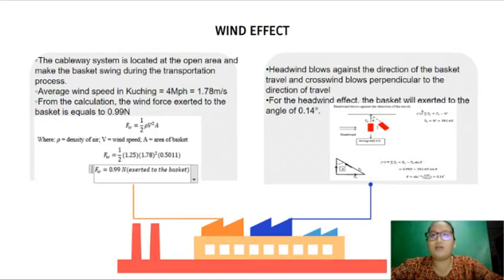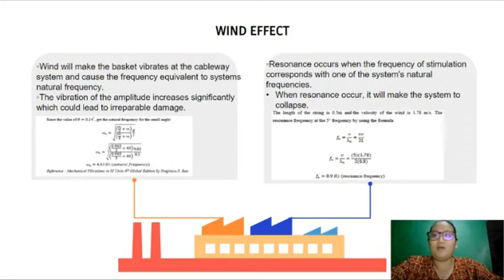For the headwind effect, the basket will be displaced to an angle of 0.14 degrees due to the presence of wind. Wind will make the basket vibrate on the cableway system and cause a frequency that may equal the system's natural frequency. At the angle of 0.14 degrees, the natural frequency that our group got is 4.43 Hz. Resonance occurs when the frequency of stimulation corresponds with one of the system's natural frequencies. When resonance occurs, it will make the system collapse. The resonance frequency that our group got is equal to 8.9 Hz.